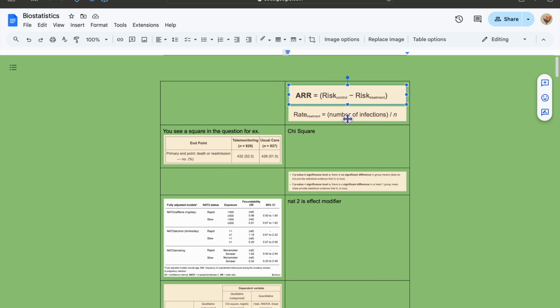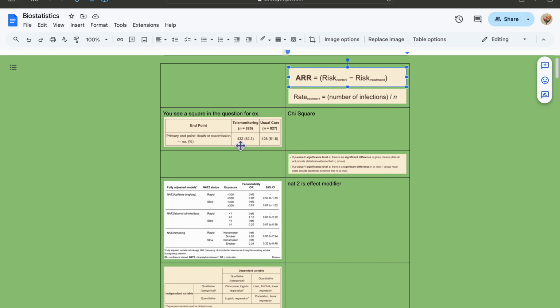If they give you that 90% of the people in control group got it, and then 60% of people in the treatment group got it, that means 90 subtract 60 is 30%, so it reduced 30%. Right.